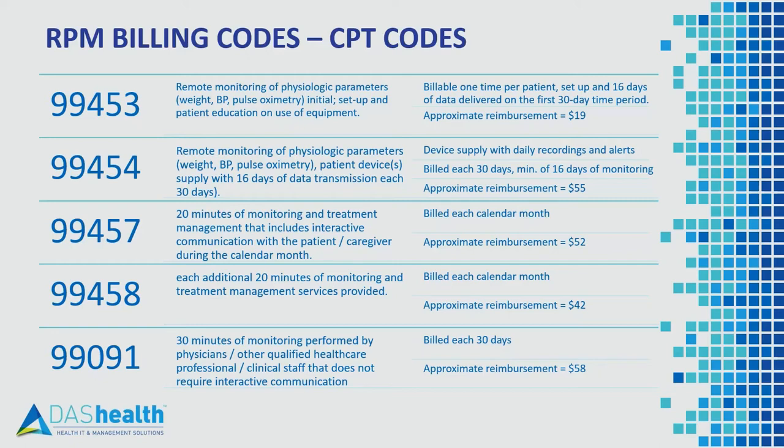The documentation for 99453 is that the condition is being monitored and medically necessary, and the device is identified. So if you are monitoring your patient for hypertension, obviously the device being utilized is your blood pressure cuff. Again, 99454 is the data transmission, and 99457 and 99458 are the codes utilized when creating the care plan. 99458 is utilized if you're going beyond the 20 minutes of service. Next slide, please.